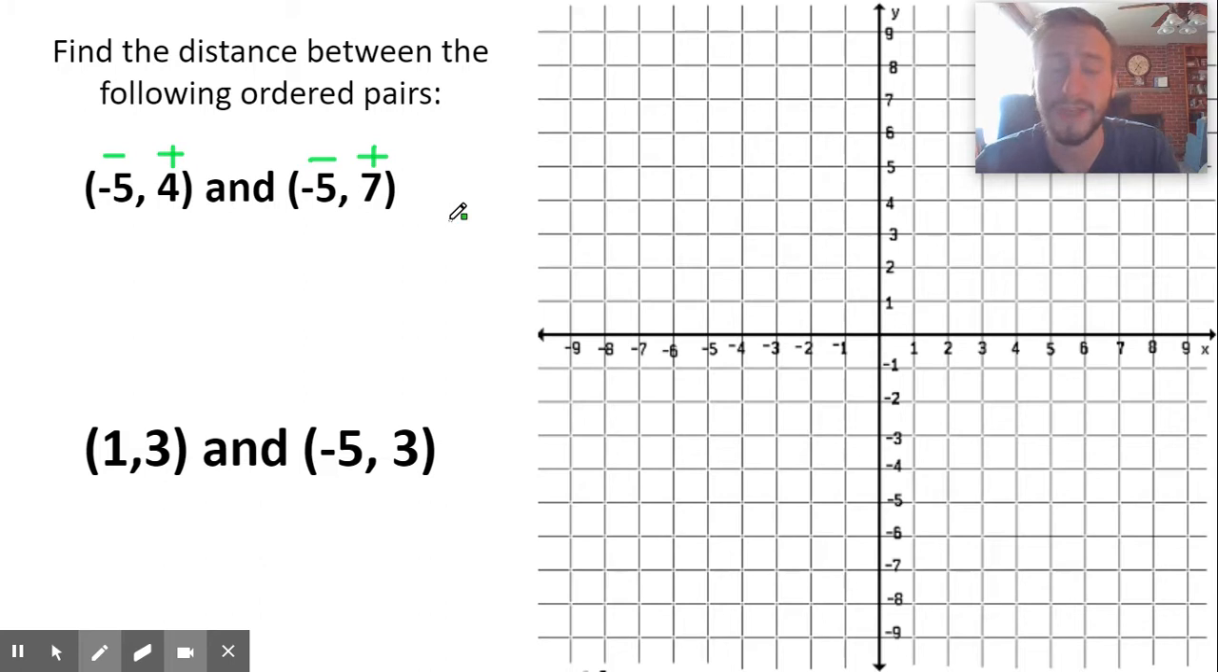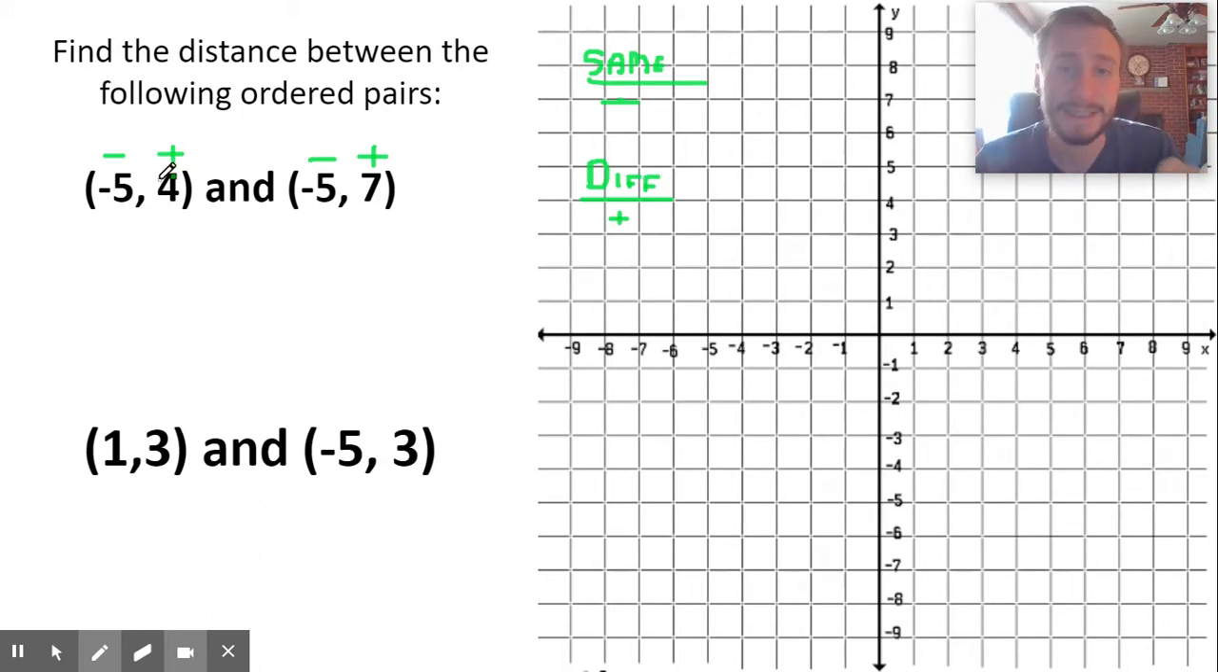The reason I want you to do that is because that's going to tell you if you add or subtract. If it's negative, positive, negative, positive, that means it's the same. When they are the same, you want to subtract. So same, subtract. If they're different, then you would add. And you might be wondering, well, what do you mean add or subtract? So this is what I mean.